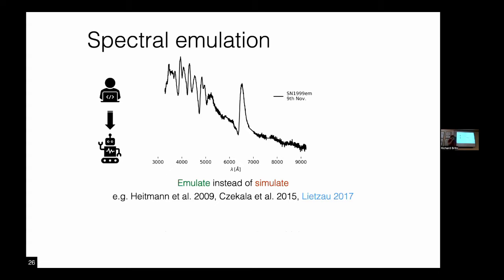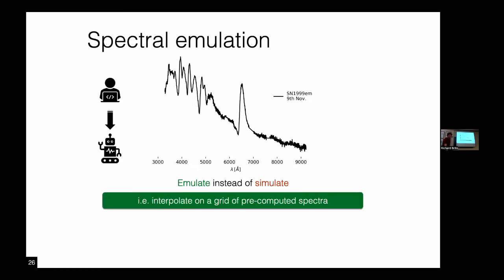So to overcome this problem and the problem of the huge amount of time that this needs, what we do is spectral emulation rather than spectral simulation. These emulation techniques have been discussed in the literature in the past, also by a student from MPA. And the idea is basically you have a pre-computed grid that's really simulated, and then you just interpolate on that grid.